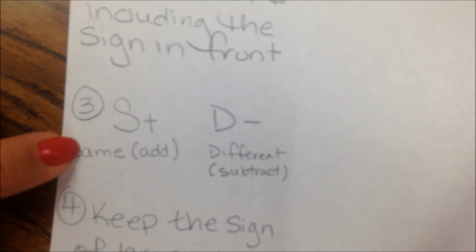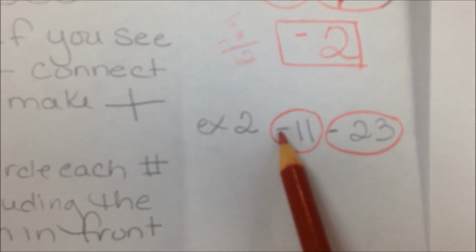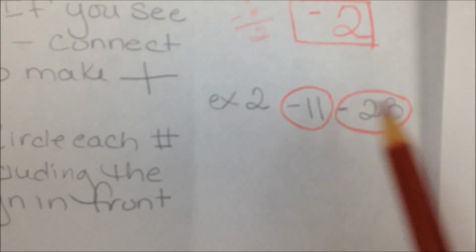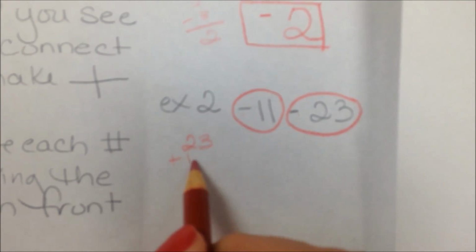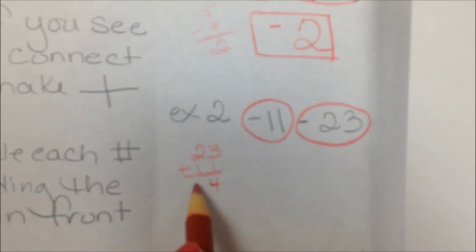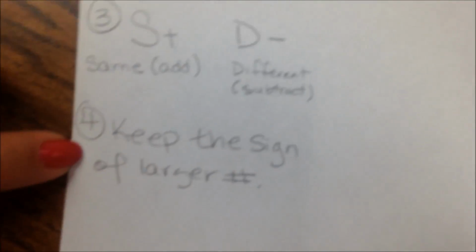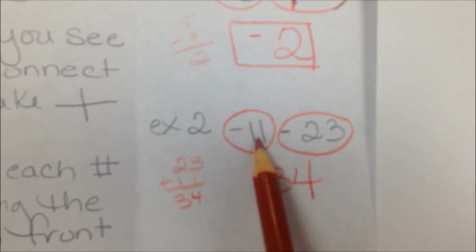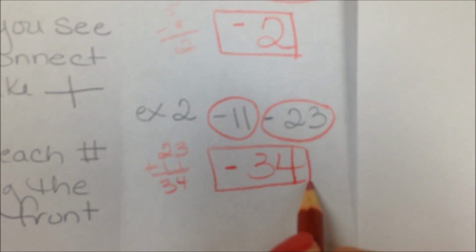Step number 3, we have to determine if they're the same sign or different signs. And we see that they both have negative. So because they're the same sign, we're going to add them together. So 23 plus 11 is 34. And we always take the sign of the larger number. So 23 is larger than 11, so this is going to be a negative 34.